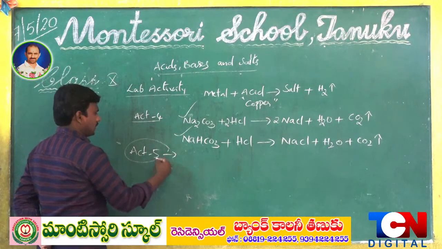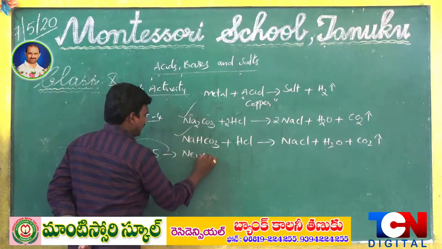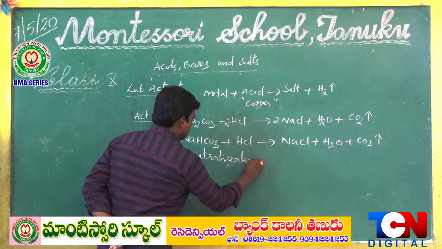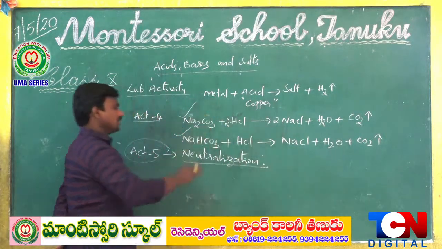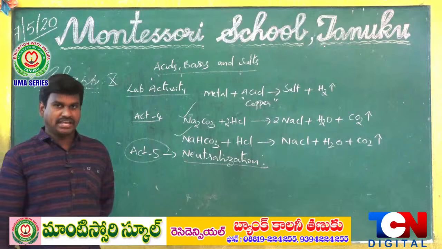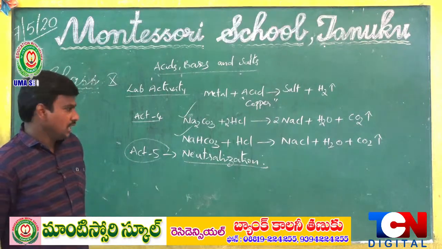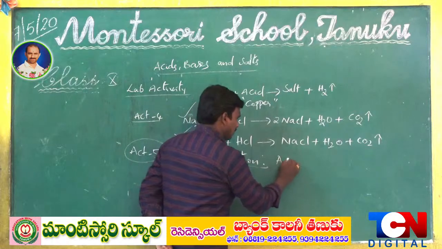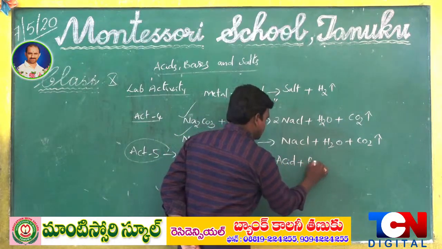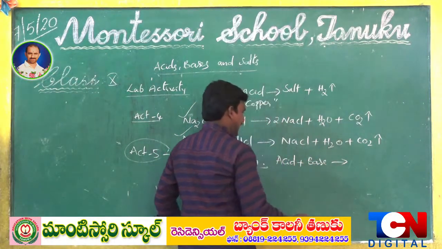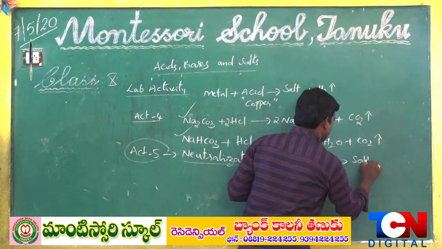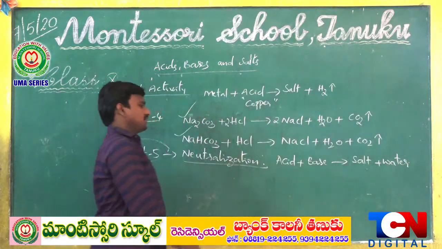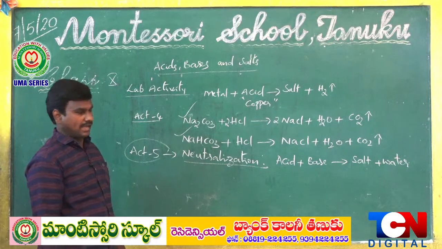Next, activity 5 is an important one. It is neutralization. What is neutralization? Neutralization means the reaction between acid and base to form salt and water. The general representation of this reaction is acid plus base gives salt plus water.